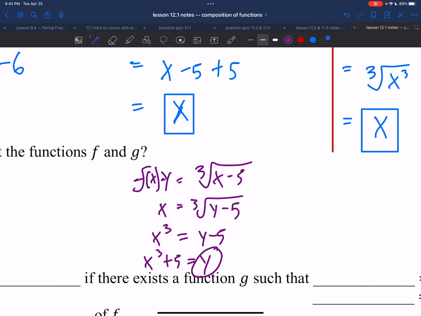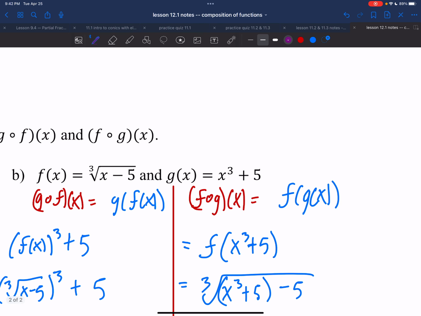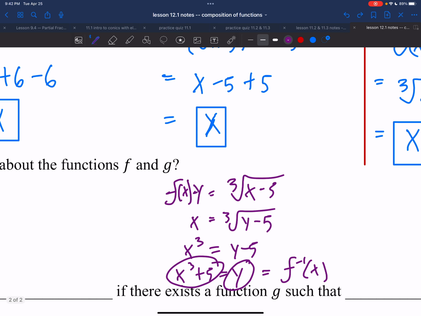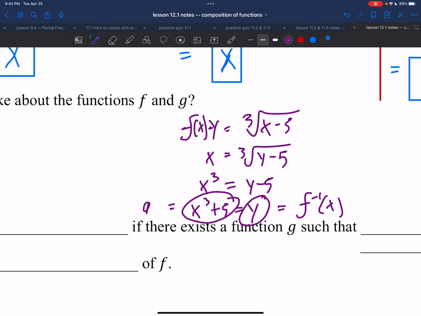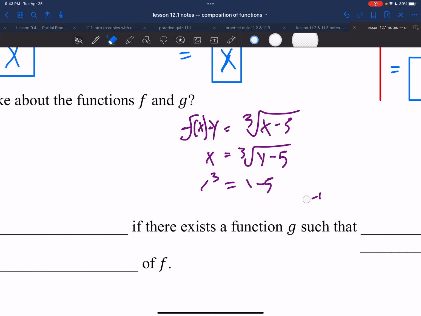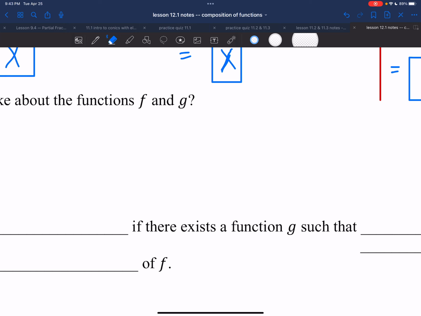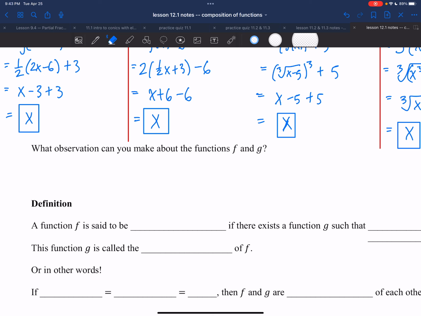Let's say I add 5. And so that's y. If you're familiar with this process, we would call it the inverse function, f inverse. We found that f inverse is x cubed plus 5. But guess what x cubed plus 5 is? It's g of x. So we've made an observation here: g of x is f inverse of x. And the same is true the other way: f of x is the inverse of g. And so this is our observation.